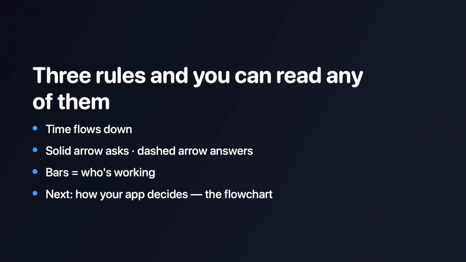You don't need to be an expert to catch that. You just need to read the diagram. Three rules. Time flows down, a solid arrow asks, and a dashed arrow answers. And the bars show who's working. Your AI can write the code, but it can't hand you the understanding. You have to see that for yourself.